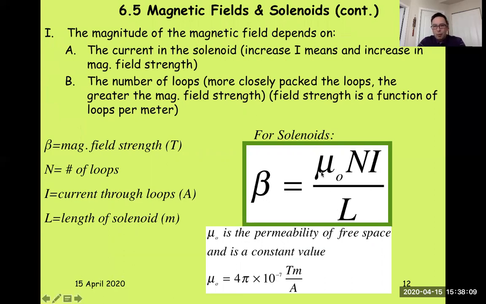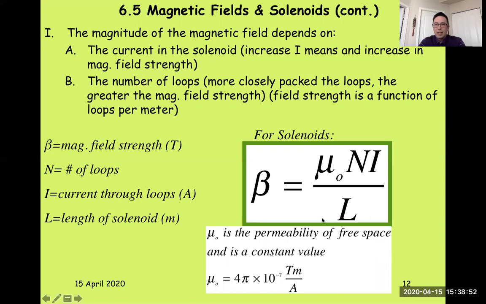Beta is equal to mu naught. It's a constant. It's just the ability of magnetic field lines to permeate through space. You don't even have to remember its value or the units, because it's on the yellow sheet. It's down here, 4 pi times 10 to the negative 7, multiplied by N. N is the number of loops. The more loops you have in a solenoid, the stronger the magnetic field, times I, the current through those loops. The bigger the current you pass through a solenoid, the stronger the magnetic field will be. And then it's all divided by L.